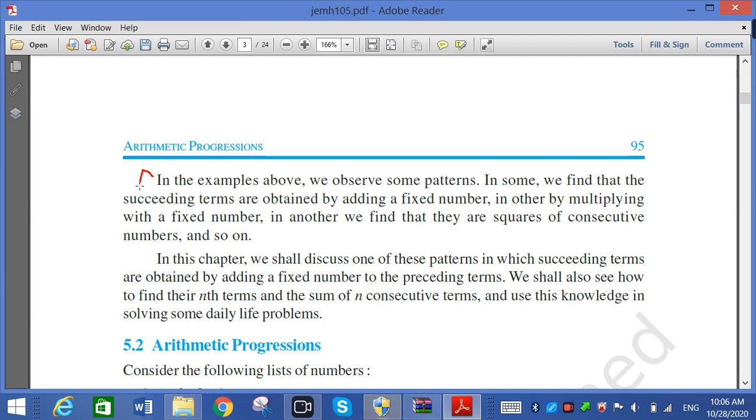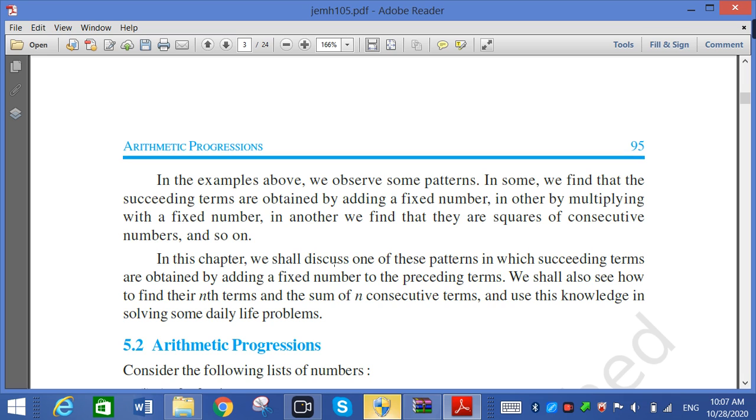From the above examples, what we have concluded: in some we find that succeeding terms are obtained by adding. First example is 8,000, that is the first term. Now the second term is 8,500. So by adding a fixed number 500, or by multiplying by a fixed number, like 2, 4, 6, 8, multiples of 2, or 2, 4, 8, 16, 32, we can say they are in a fixed pattern.